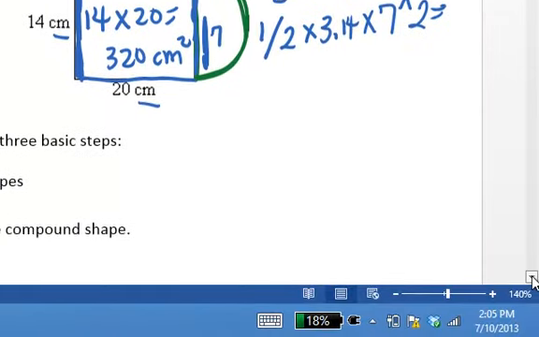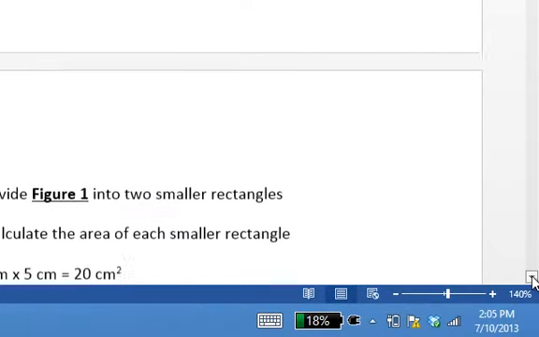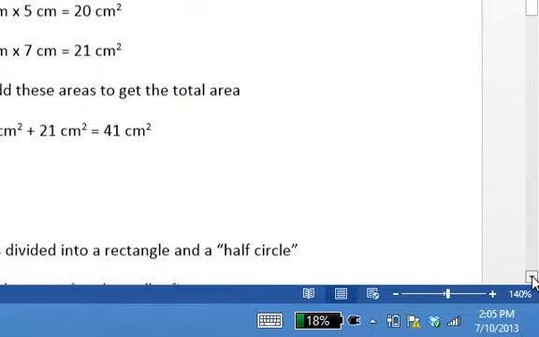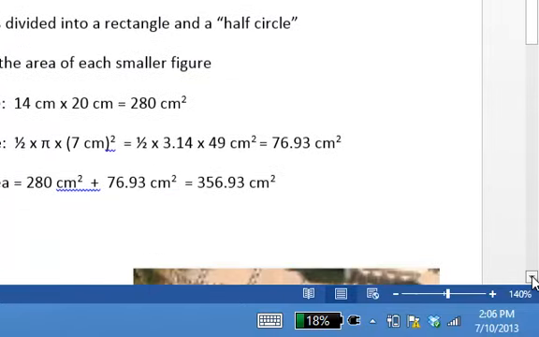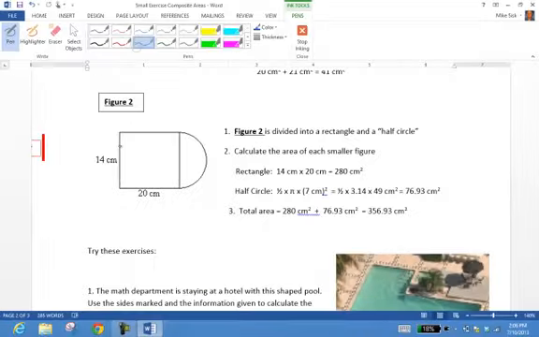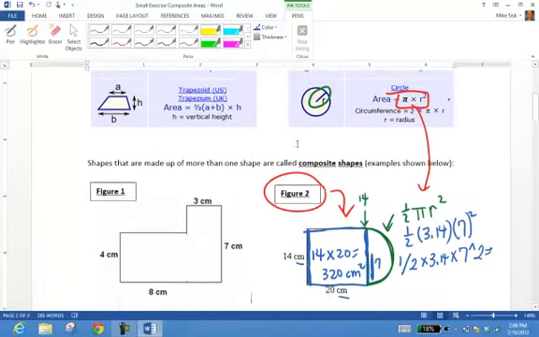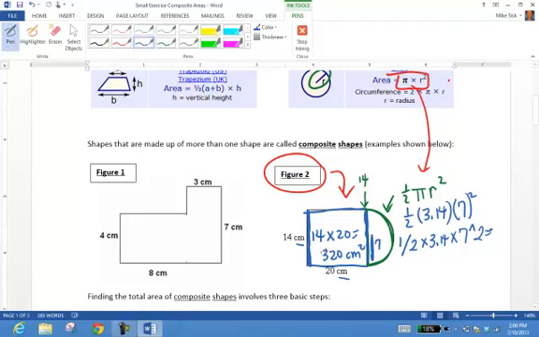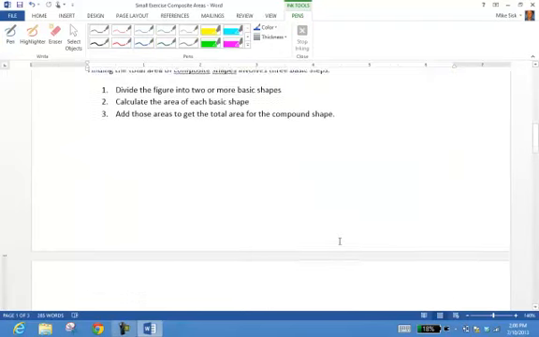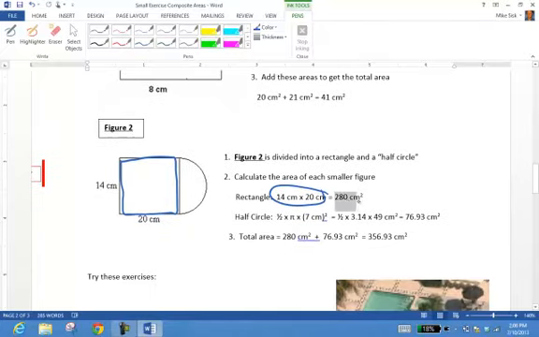Anyway, you multiply those together, and I'll show this in a little more neat form if I can scoot down here to the lower part of the handout and let you see this. The figure 2, as I said, is divided into a rectangle and a half circle. So again, remember this first part is 14 by 20. I did the wrong number a minute ago, I'm sorry. 14 times 20 should be 280. I apologize for that. Good thing I checked, right? 14 times 20 is going to be 280 centimeters. That's for the rectangle.